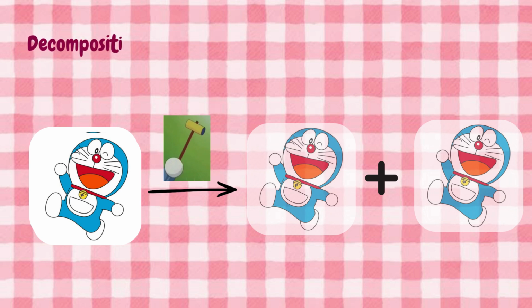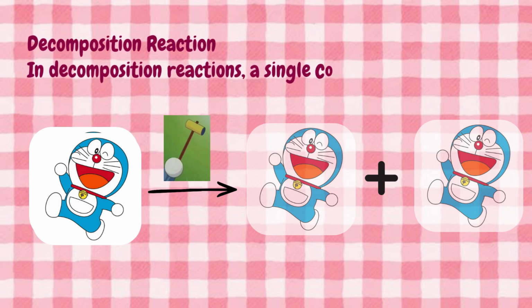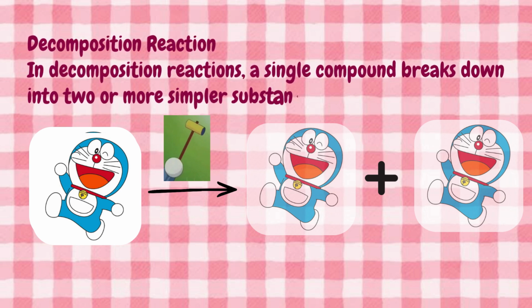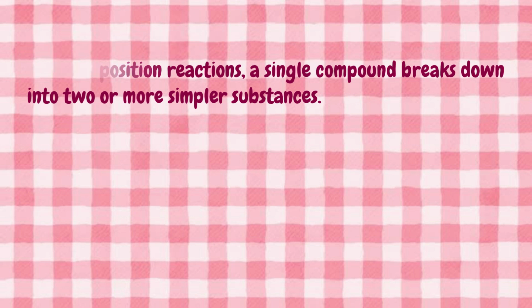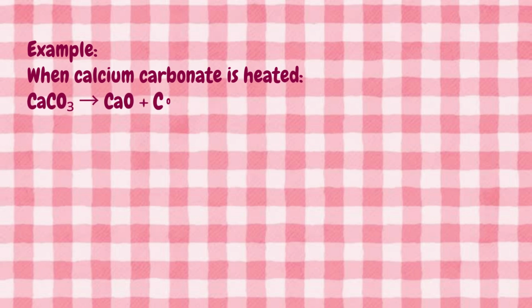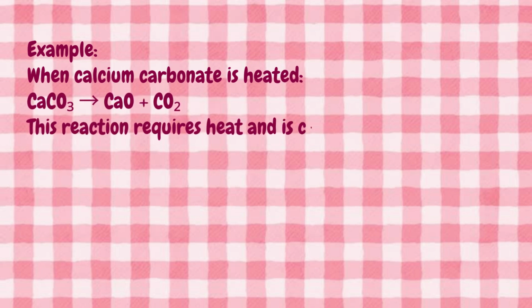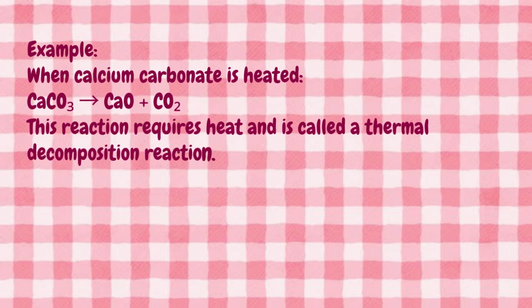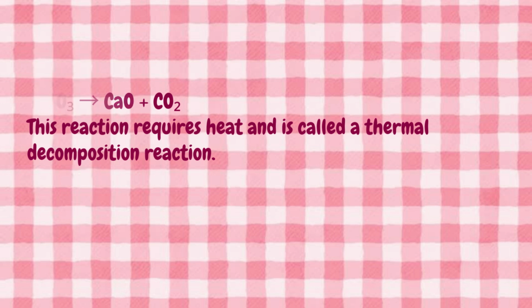10. Decomposition reaction. In decomposition reactions, a single compound breaks down into two or more simpler substances. Example: when calcium carbonate is heated, calcium carbonate, right arrow, CaO plus CO2. This reaction requires heat and is called a thermal decomposition reaction.